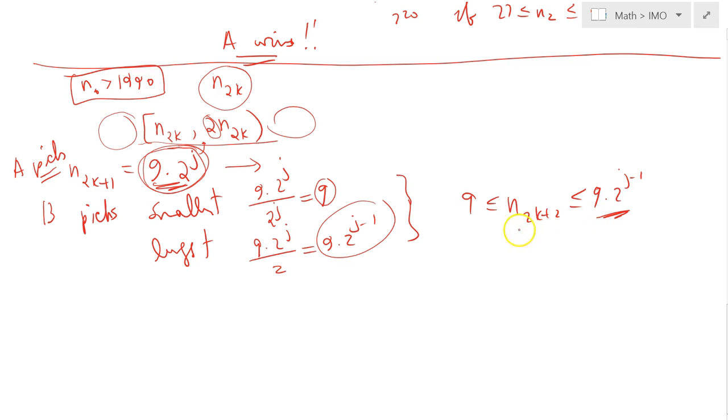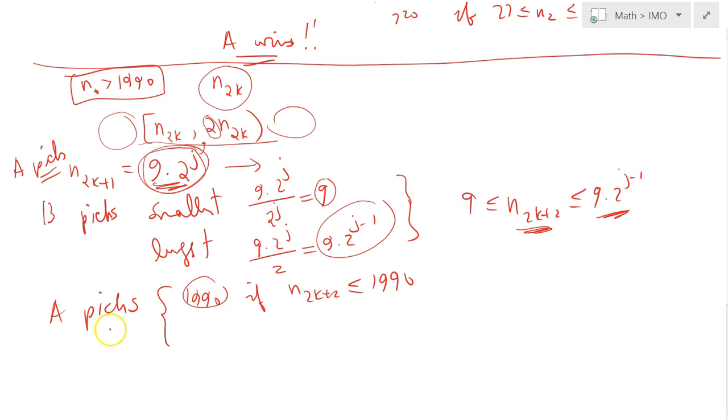Whatever number n has chosen, we have the following case. A picks, well, it can eventually lead to picking 1990, right? So if n_{2k+2} is less than or equal to 1990, not a big deal. Maybe not in one step, but eventually it will pick that number, right? So n picks n_{2k+3} or later on.